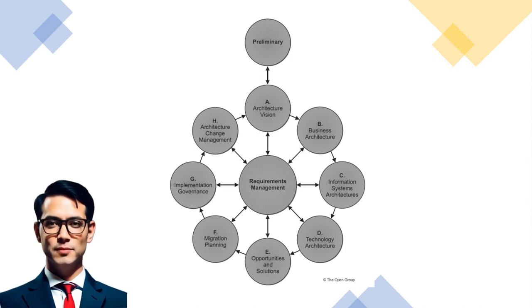life cycle. Phase A, architecture vision, of the TOGAF architecture development method, ADM, focuses on establishing the foundation for the architecture development process. The primary objective is to define the scope, constraints, and expectations for the iteration and validate the business context. This phase involves creating the architecture vision and obtaining approval for the statement of architecture work.